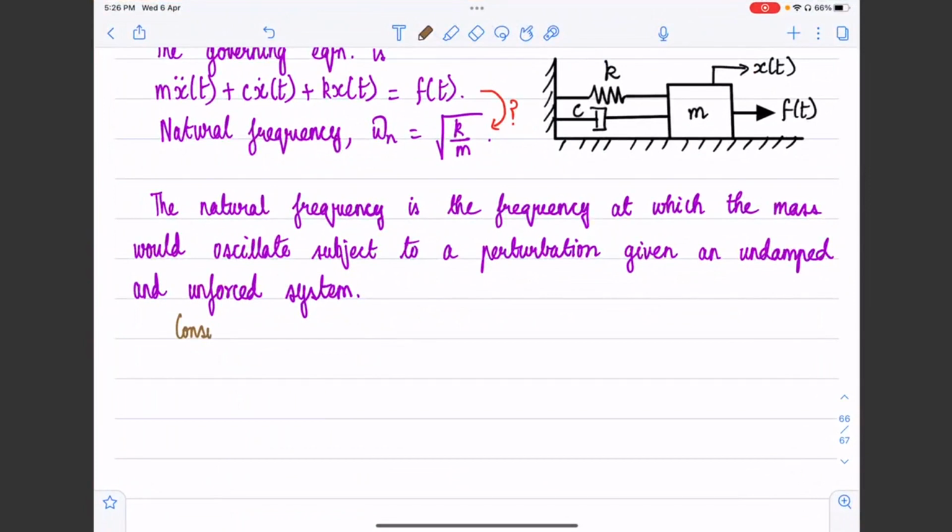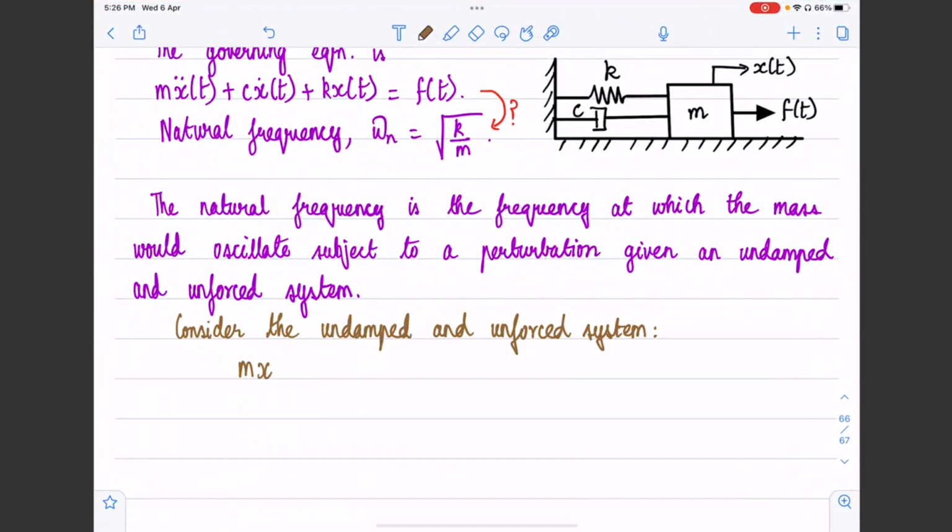Yeah, so let us consider the unforced and undamped system corresponding to the above equation. Undamped means C x dot becomes 0. Unforced means the right hand side becomes 0. So what are we left with? We are only left with m x double dot t plus k x t equal to 0.